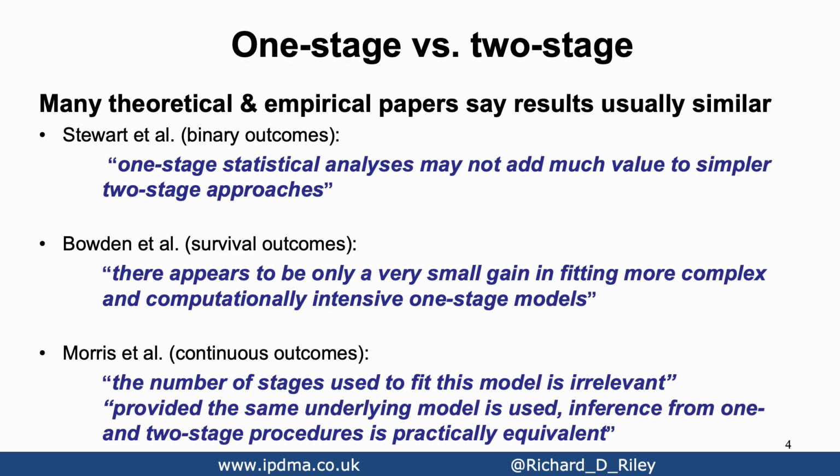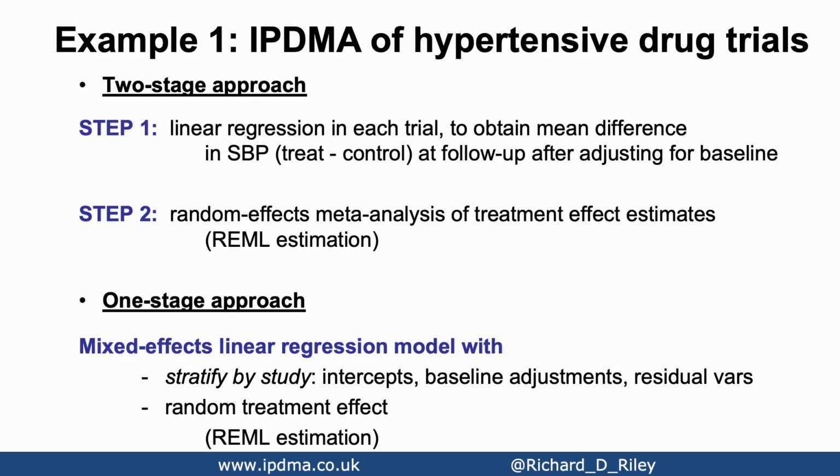But actually, is this always true? We'll come back onto that, but let's have a look at an example. Individual participant data meta-analysis of hypertensive drugs. And so we're looking to see whether these drugs lower blood pressure. And we have, therefore, a continuous outcome of blood pressure. And in this example, we have 10 trials.